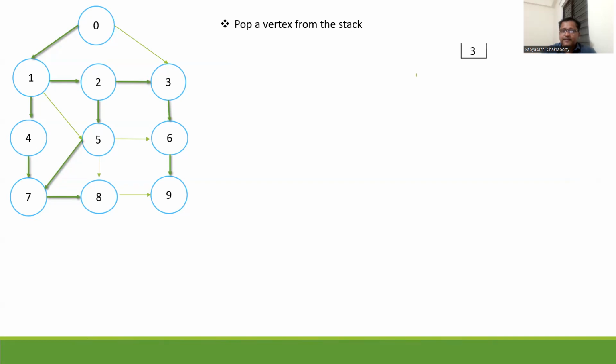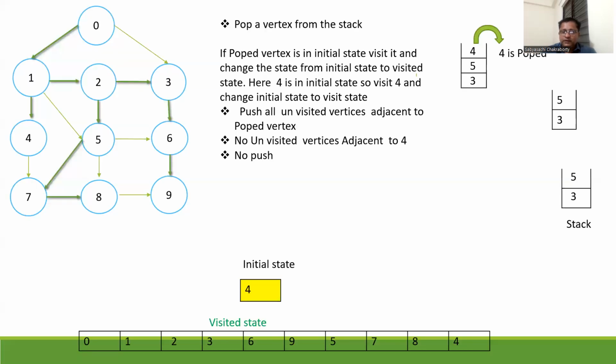So in the next step, we have the stack as 5 and 3. The 5 will be taken out for exploration. If 5 is taken out, we are having 8 and 6, two descendants. But 8 and 6 are already visited. So there is no unvisited descendant adjacent of 5 we can find, because 5 is the next one to be explored.